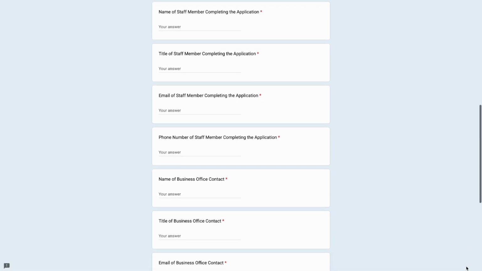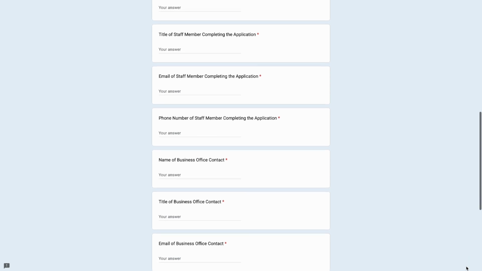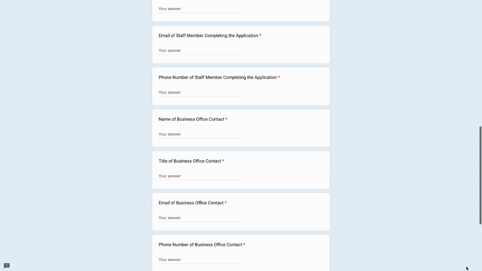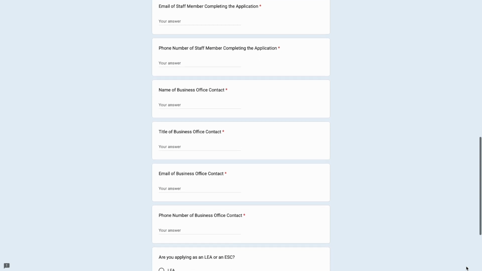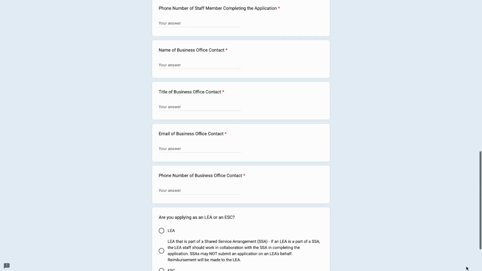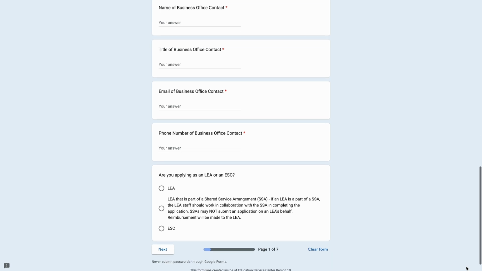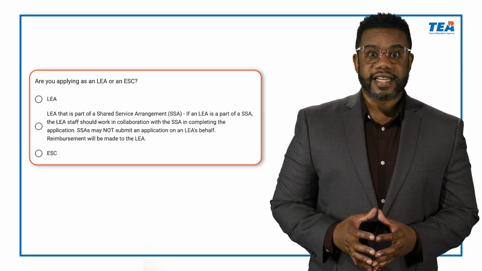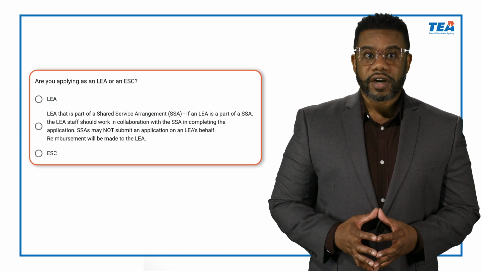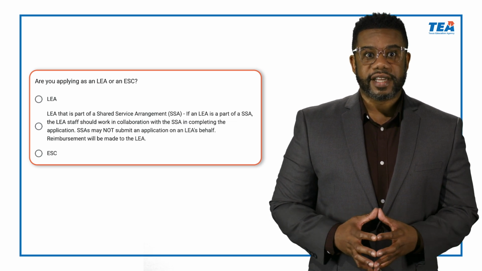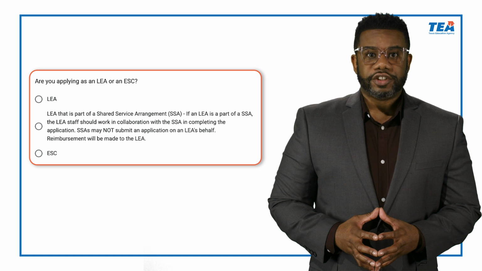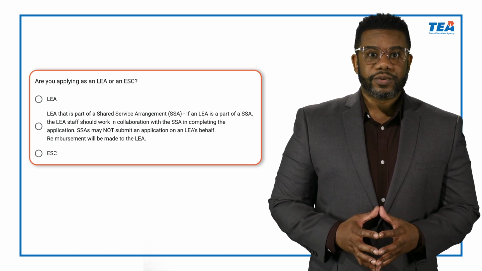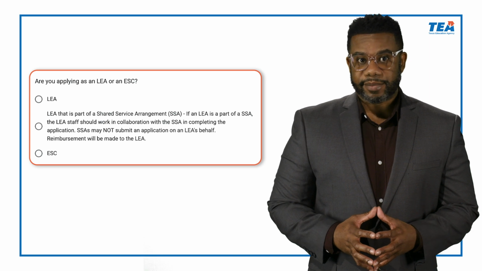The initial questions focus on gathering details about the person completing the application, as well as contact information for the local education agency, LEA, or Education Service Centers, ESC's business office representative who will assist with the grant process. In this section, you'll indicate whether you're applying as an LEA that is a part of a shared service arrangement, or SSA, or an ESC. Choose the option that best represents your organization. Your selection will guide you to the relevant sections of the application.